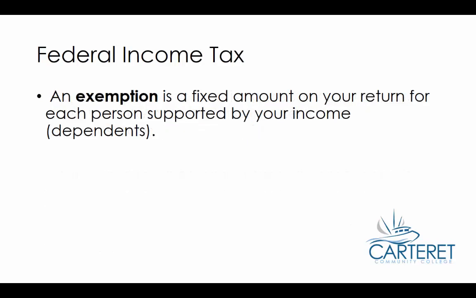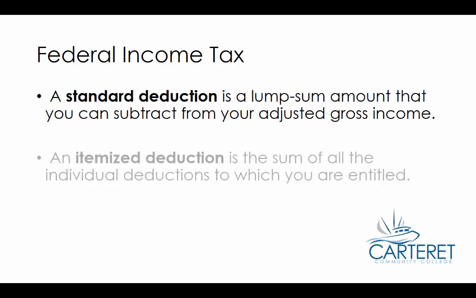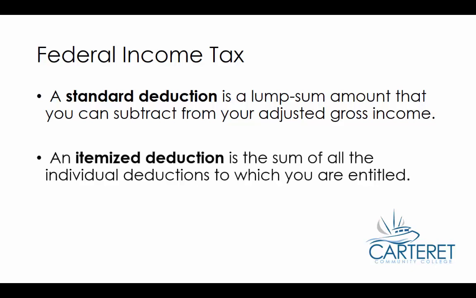You are entitled to certain exemptions and deductions, or subtractions, from your adjusted gross income before calculating your federal income taxes. An exemption is a fixed amount on your return for each person supported by your income. You are entitled to this fixed amount for yourself and the same for any dependent. A standard deduction is a lump sum amount you can subtract from your adjusted gross income. Most young people claim the standard deduction because their financial situations are relatively simple.